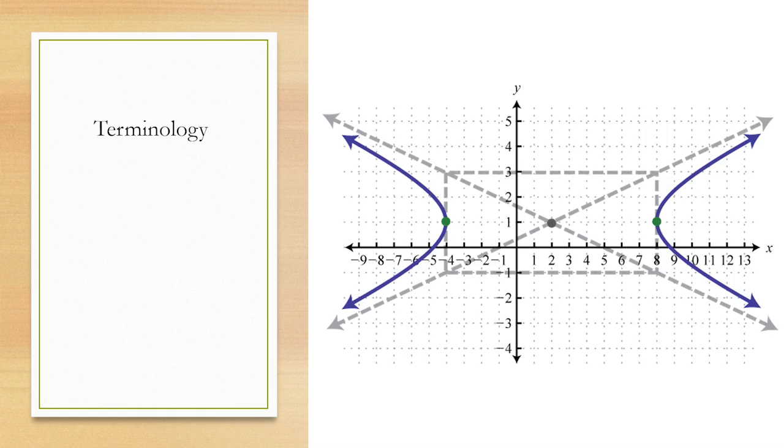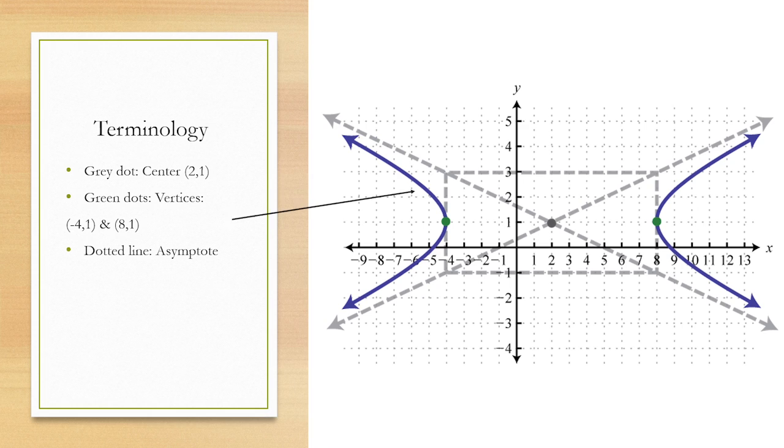So, let's talk about hyperbola terminology. In a graph, we have the center, that is the middle point. In this example, the center is located at 2 and 1. The other green dots are called the vertices. The vertices in this example are located at -4 and 1 and 8 and 1. And finally, we have the dotted lines that are the asymptotes. Notice that the two blue arrows don't touch each other, since they are open in opposite directions.